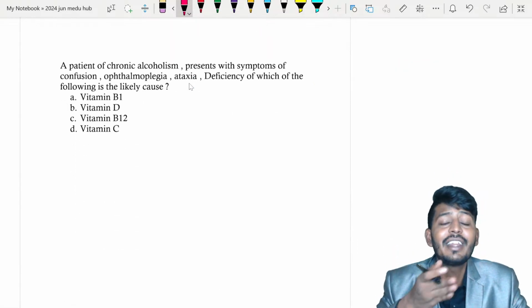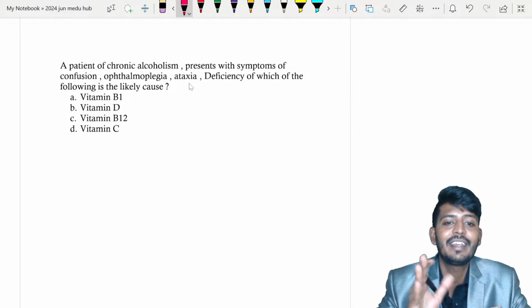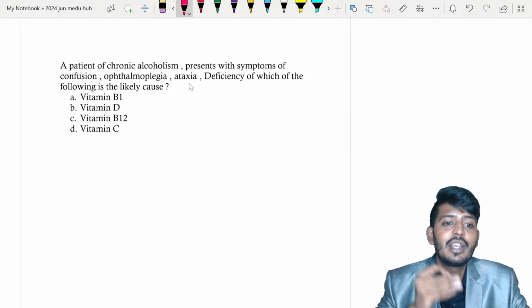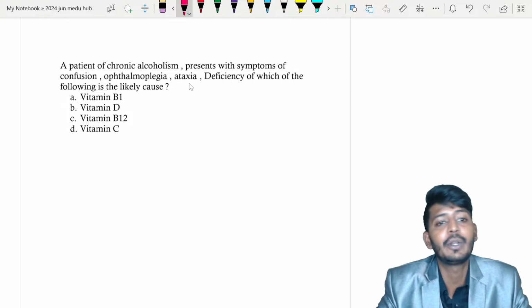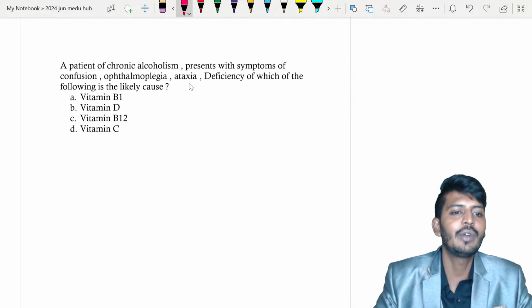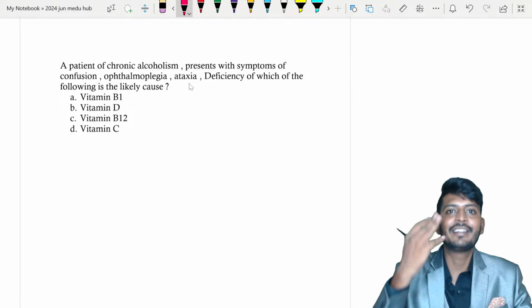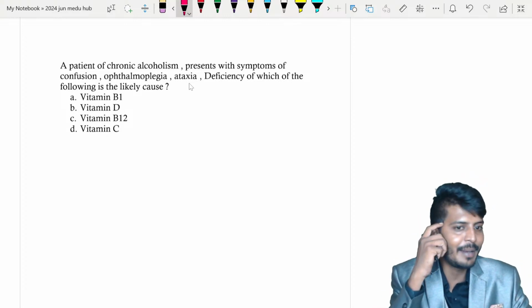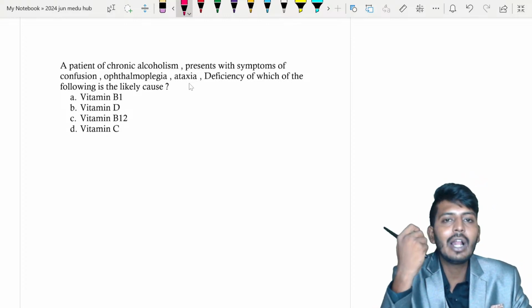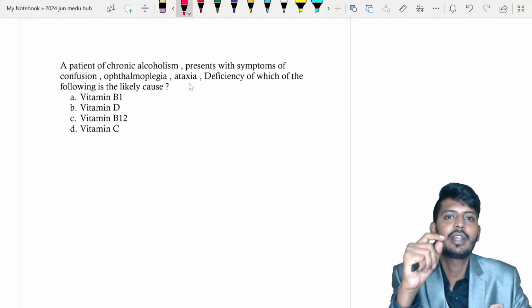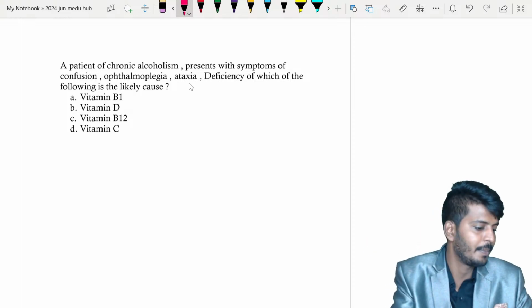See, how many times has this question repeated? I collected only previous year questions and look at this question. How many times has alcoholism repeated? So many times. Just now we had 3 such questions, and all 3 times it was a previously asked question. So understand the importance of this question.